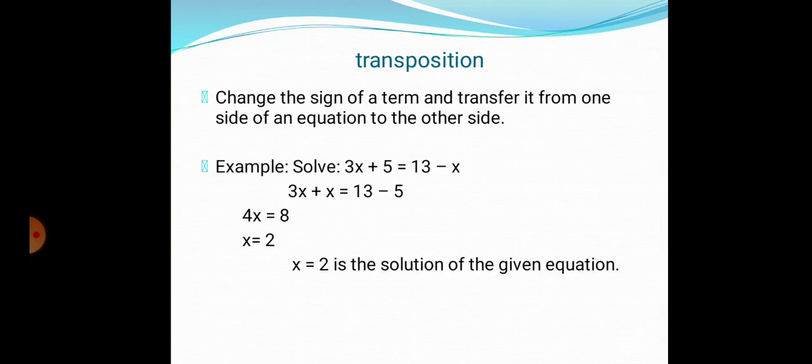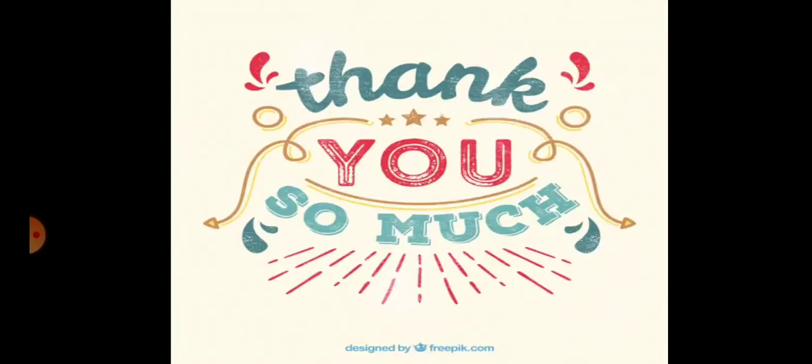As you see here, we have an example: 3x plus 5 equal to 13 minus x. What we are going to do is change the sign of the term as it changes side. So bring 3x and the minus x to the other side, it will become plus x, and plus 5 to the other side, it will become minus 5. So 3x plus x is equal to 4x and 13 minus 5 equal to 8. So 4x is equal to 8 means x is equal to 2, which is the solution of the given equation.